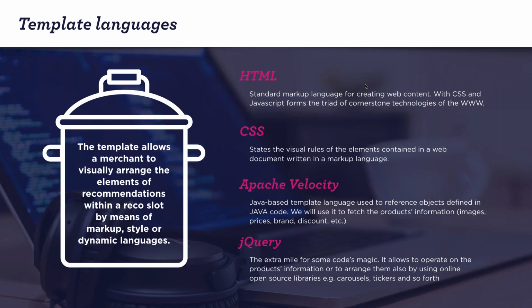And also, very important in the Nosto template, is Apache Velocity, which is a Java-based template language that we use for fetching the product's information from the server, so from the account, and to place them onto an object that we can use within the template in order to take out of the arrays the product's information at any point where we need it.